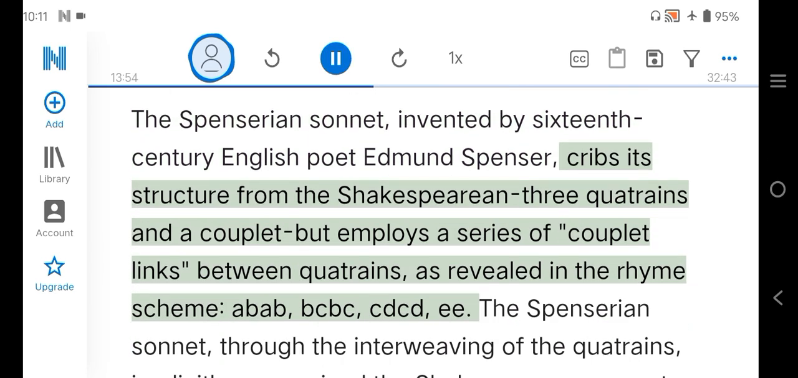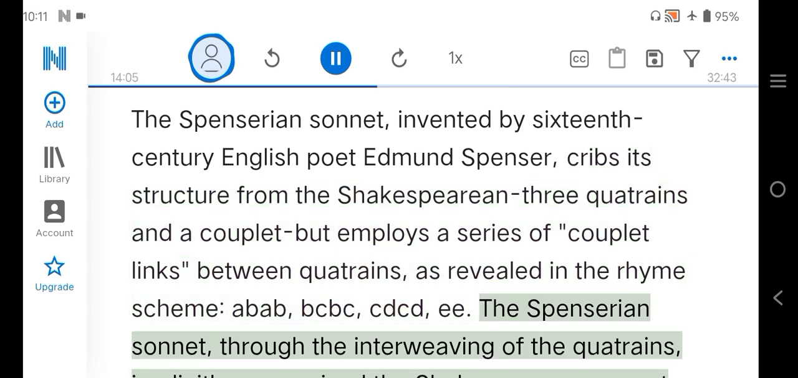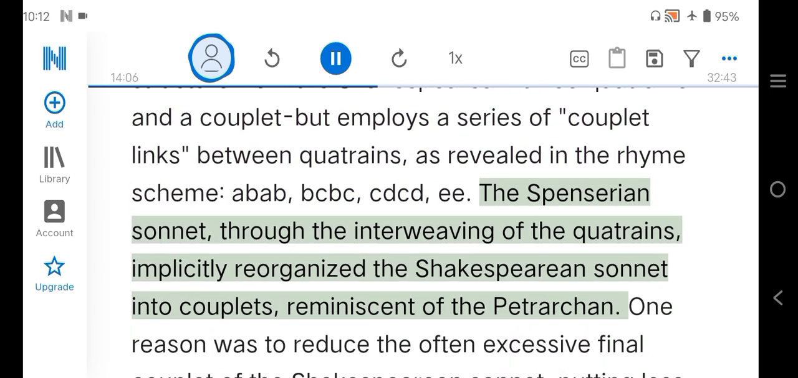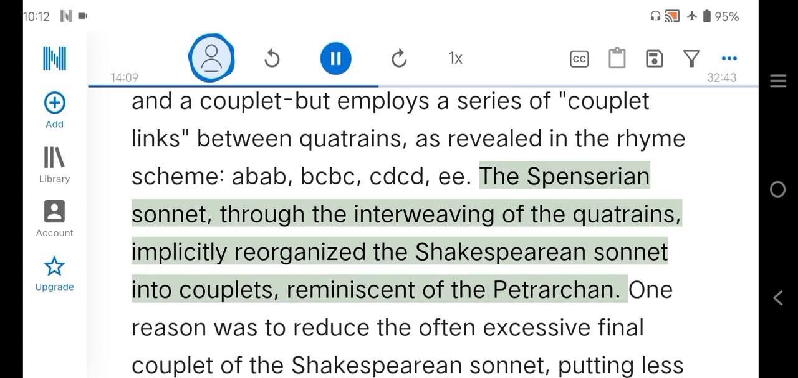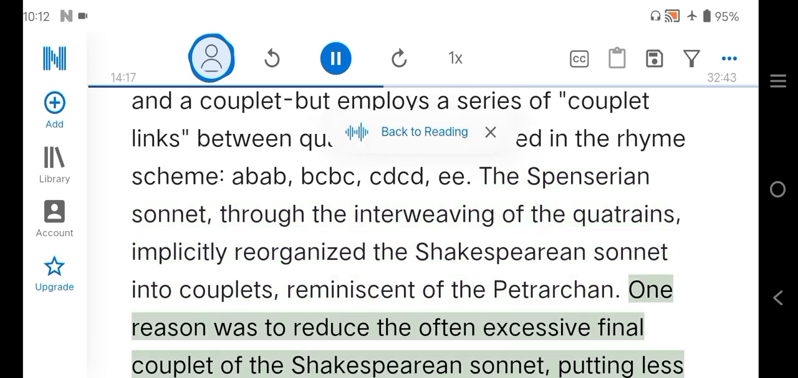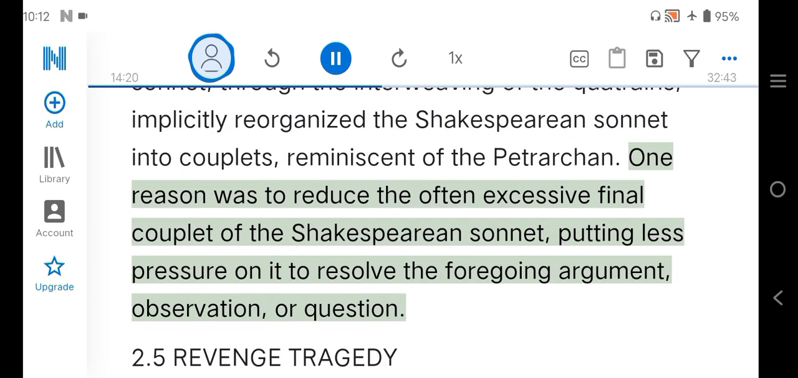cribs its structure from the Shakespearean three quatrains and a couplet but employs a series of couplet links between quatrains, as revealed in the rhyme scheme, ABAB, BCBC, CDCD, EE. The Spenserian sonnet, through the interweaving of the quatrains, implicitly reorganized the Shakespearean sonnet into couplets, reminiscent of the Petrarchan. One reason was to reduce the often excessive final couplet of the Shakespearean sonnet, putting less pressure on it to resolve the foregoing argument, observation, or question.